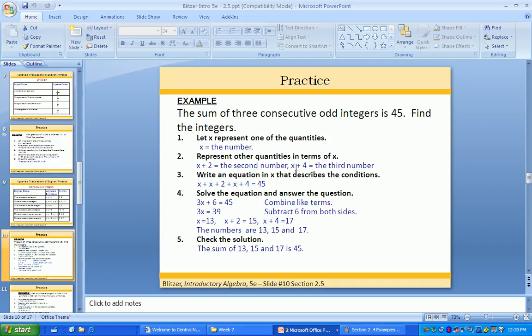The third number should be x plus 4. 13 plus 4 is equal to 17. And sure enough, 13, 15, and 17 are consecutive odd integers, and if you add them up, they do equal 45. So we solved our problem.